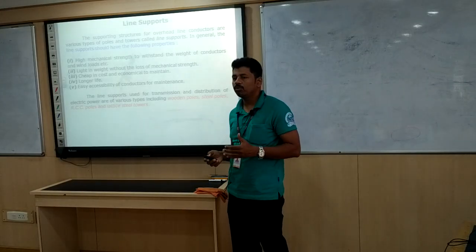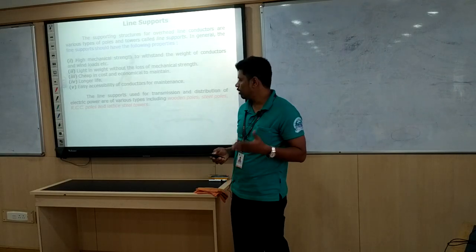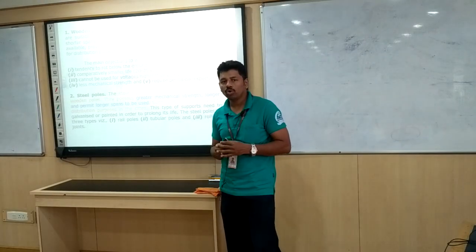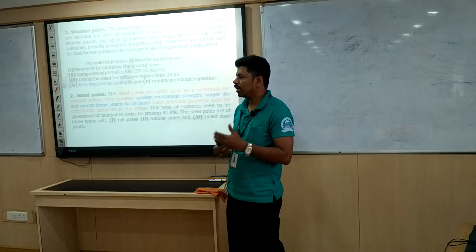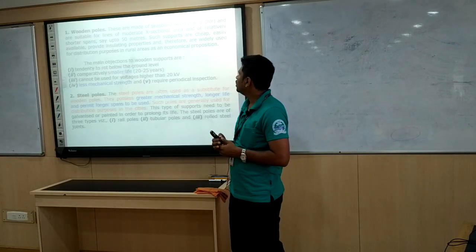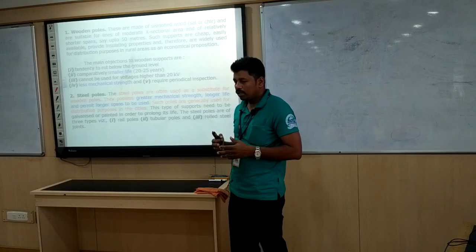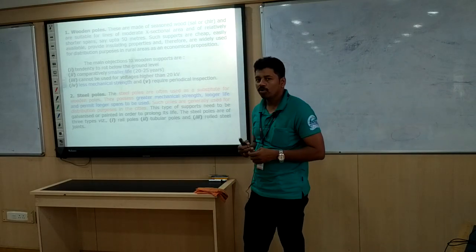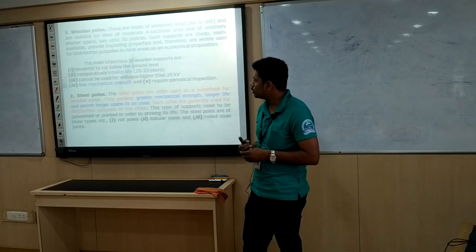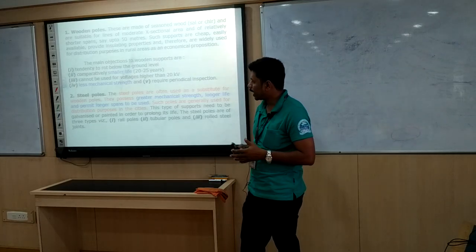Nowadays we are using RCC poles up to 33 kV primary distribution, and after that we are using steel poles. Even though we are not using wooden poles, it is good to know the historical development of pole structures. Wooden poles are made up of seasonal woods and are suitable for lines of moderate cross-section area. The main drawback is that you have to regularly maintain them. Comparatively, lifetime is smaller, they cannot be used above 20 kV, and they have less mechanical strength.